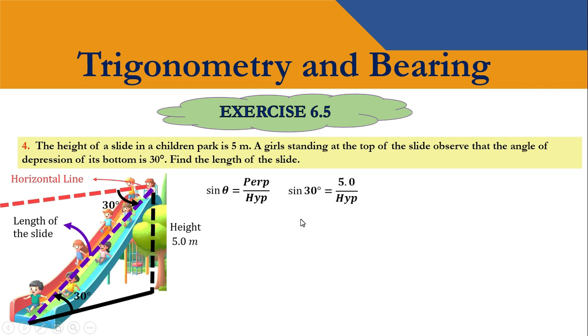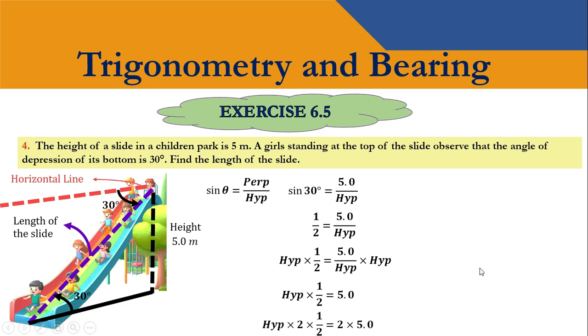So putting the value of angle and perpendicular, doing some mathematical work, multiplying with hypotenuse on both sides, we will get hypotenuse into 1 by 2 is equal to 5, and then multiplying by 2 on both sides, we will get the value of hypotenuse, which is equal to 10. So the length of the slide is equal to 10 meter.